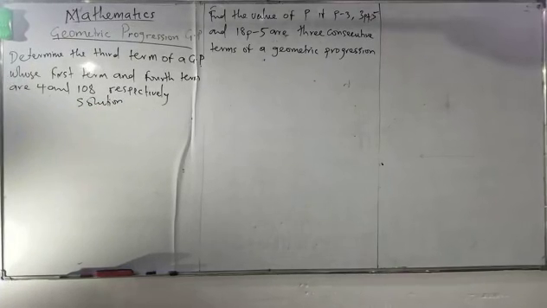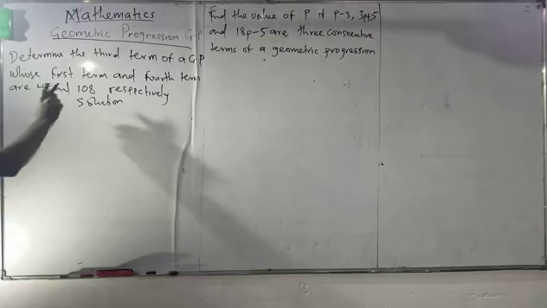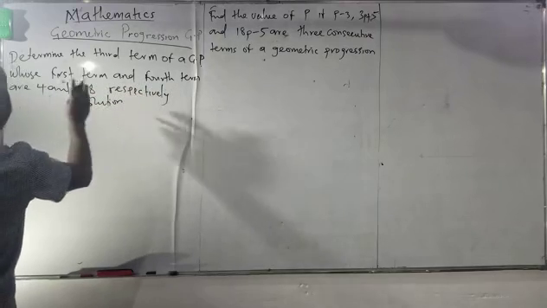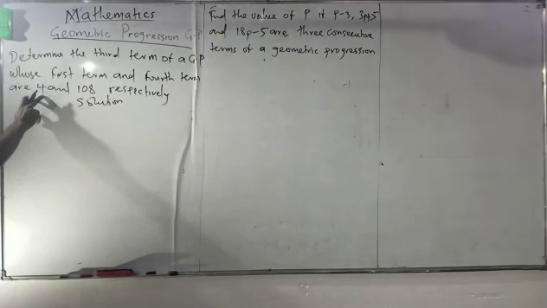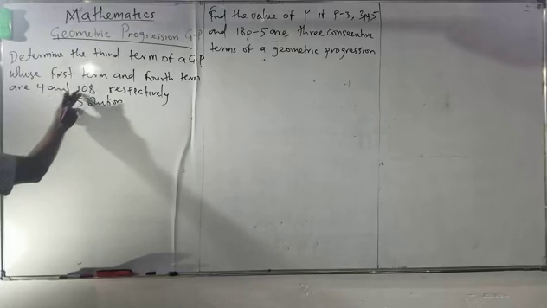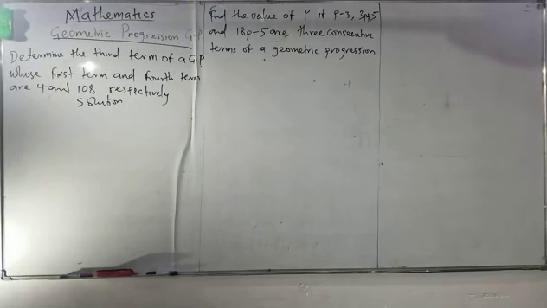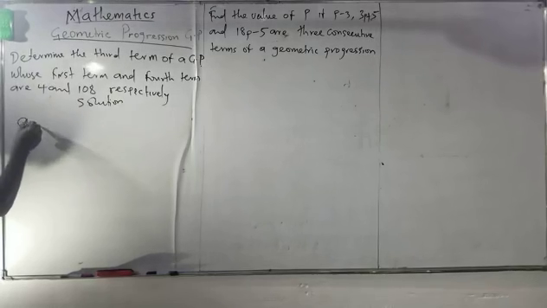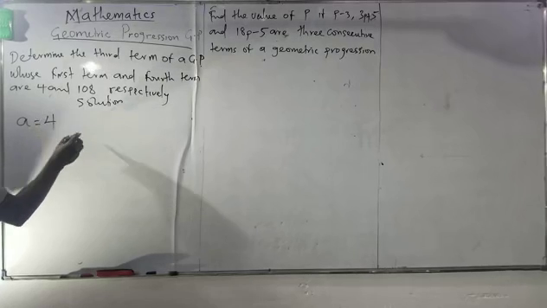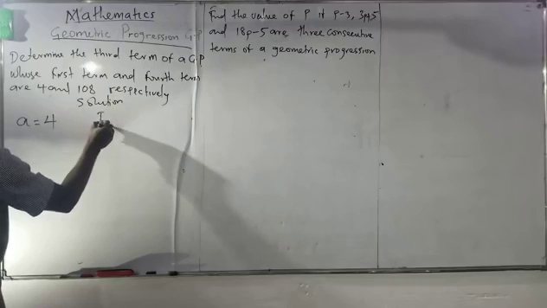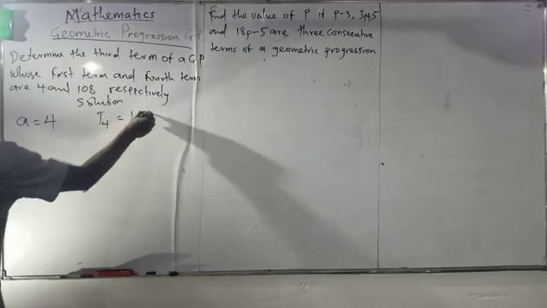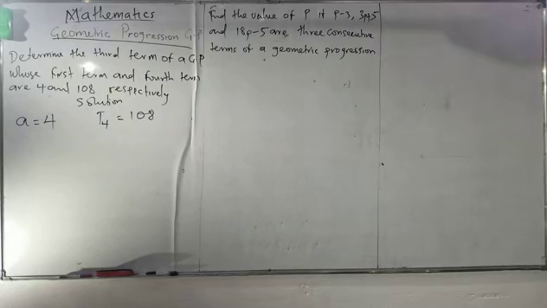Now, determine the third term of a geometric progression whose first term and the fourth term are 4 and 108 respectively. Now, solution to this problem. The first thing I need to know: my A is 4, my T4, the fourth term, is 108. That is the first thing I will do.